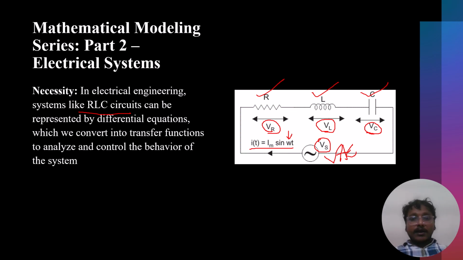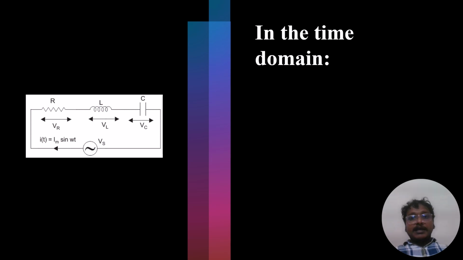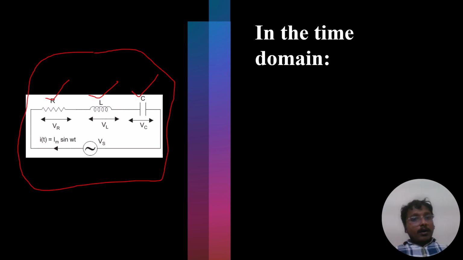Now we are writing the same circuit in the time domain analysis, because we need to convert the total system, whatever the electrical parameters are there, into the time domain. Each and every parameter depends on time: resistance sometimes, inductance always, and capacitor always. That is why we need to convert this entire circuit into time domain analysis.